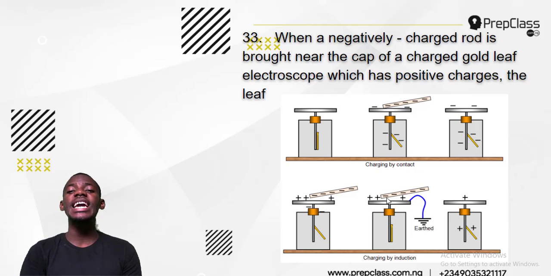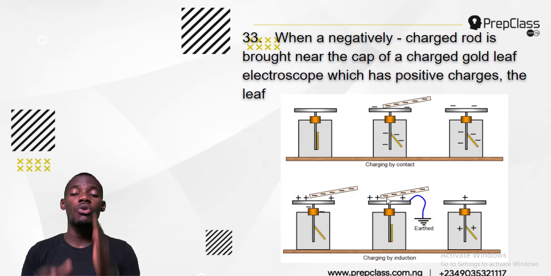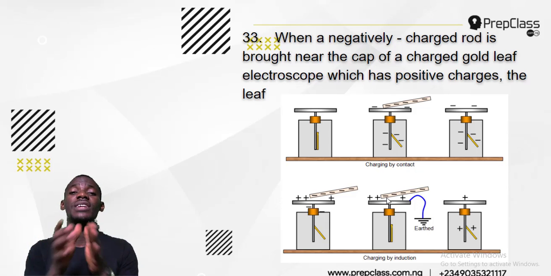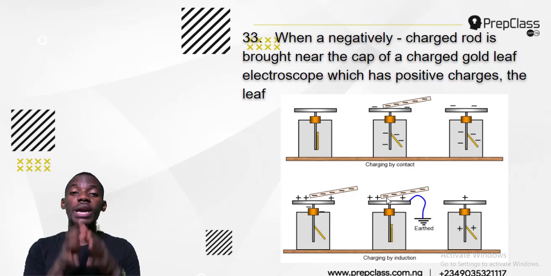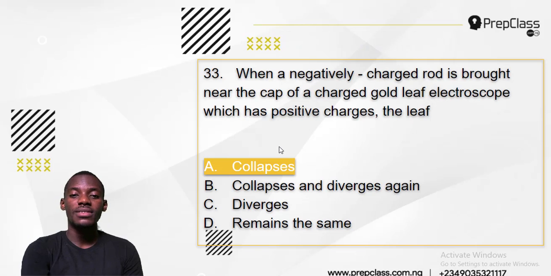So by bringing an opposite rod near a gold leaf that has an opposite charge, if the charges are not the same, in simple terms, it will collapse or close. But if the charges are the same, it will diverge or open. And that is it. So the answer to that question, since the rod is negative and the gold leaf is positive, they are not friends, right? So it will collapse, and that is the answer. It will collapse. 34.